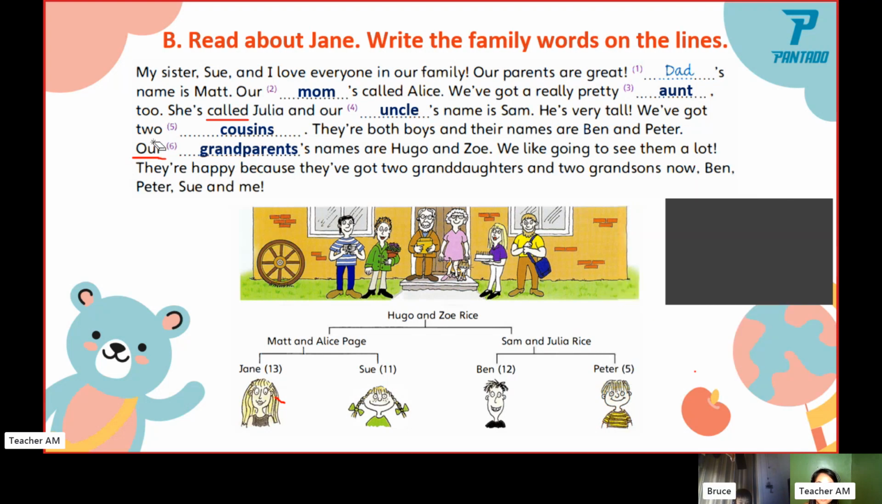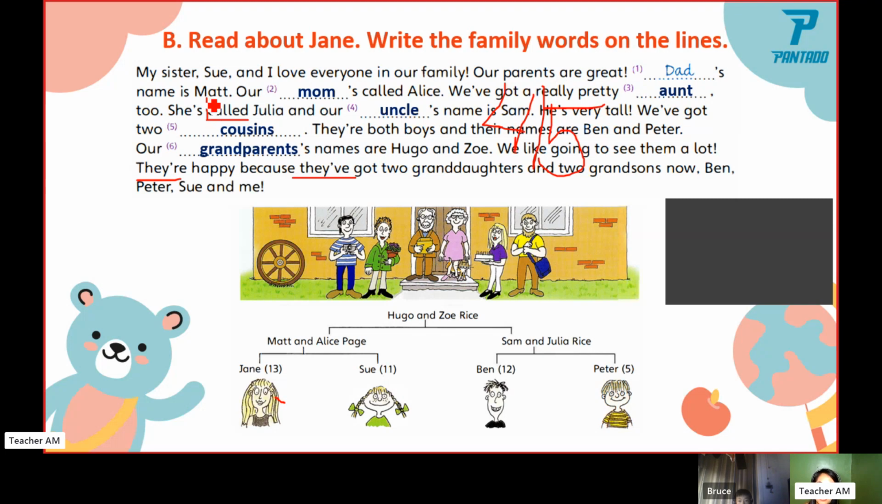Okay, continue. Our grandparents' names are Hugo and Zoe. So we like going to see them a lot. They are happy because they have got two granddaughters and two grandsons now. Ben, Peter, and me. Okay, very good.